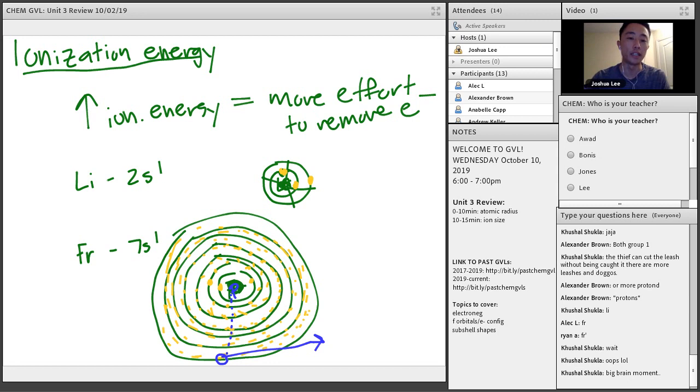Whereas with this one, if you try to remove this electron, these 3 protons are just holding on to this electron and this electron. So you have to put in a lot more energy to grab this electron and remove it, versus this one where you just grab it and pretty easily remove it.